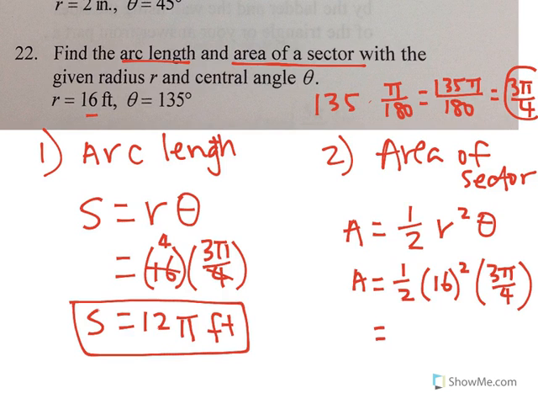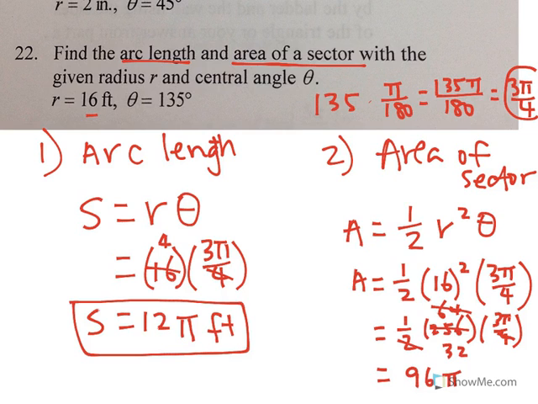And we can actually simplify this all. 16 squared is actually 256. And then we have 3 pi over 4. And we can cancel out 4 into 256, which is 64. And then we can also have the half, the 2 and the 64 cancel, which is 32. And multiplying 32 times 3 is 96 pi.